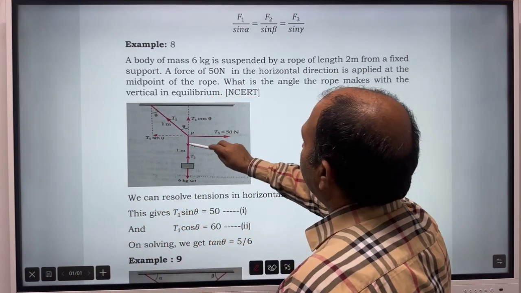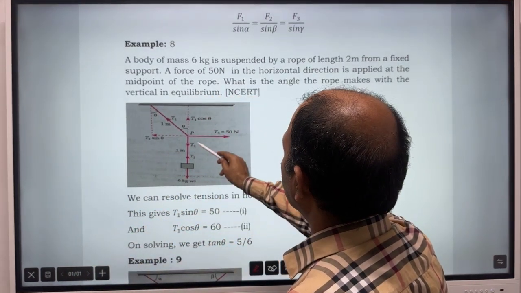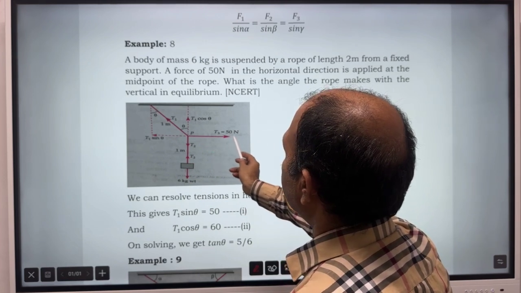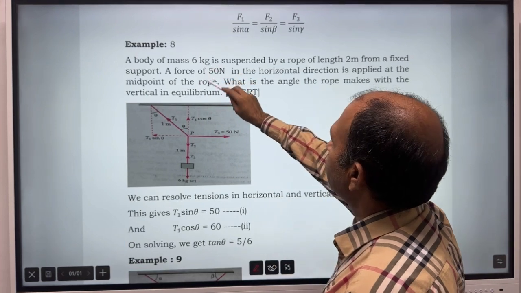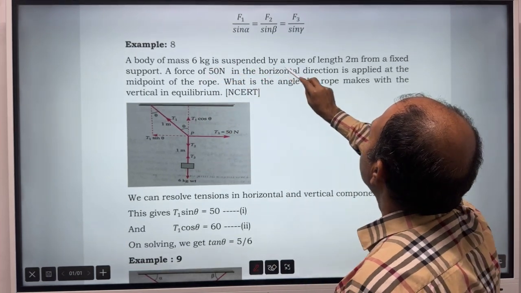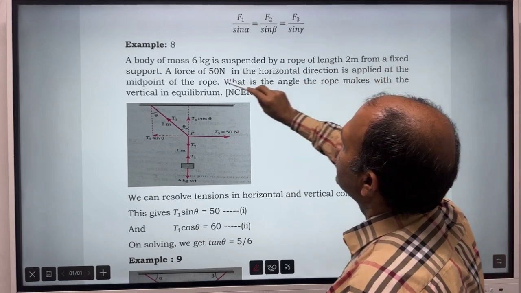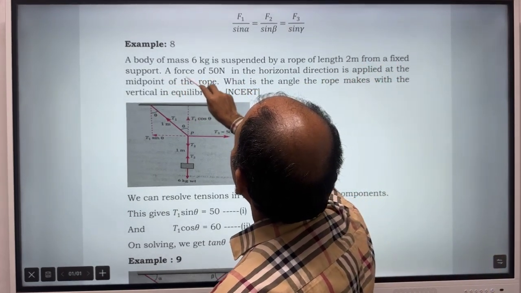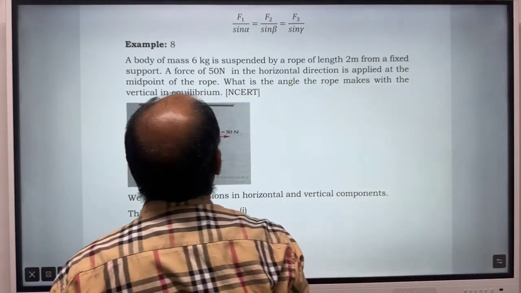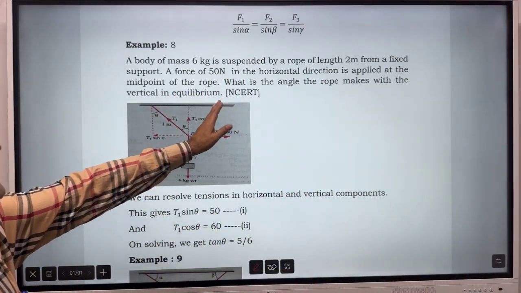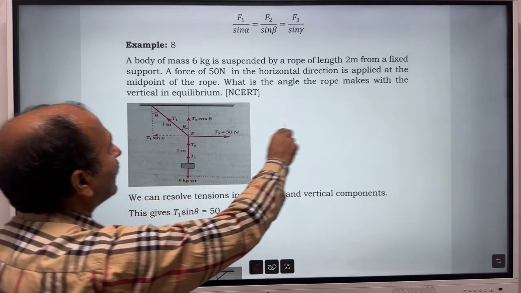Here, we are given this is a 6 kg weight in downward direction. Here, tension is 50 Newton. Now, what is the question? A body of mass 6 kg is suspended by a rope of length 2 meter from a fixed support. A force of 50 Newton in the horizontal direction is applied at the midpoint of the rope. What is the angle the rope makes with the vertical in equilibrium? So the situation is shown here.